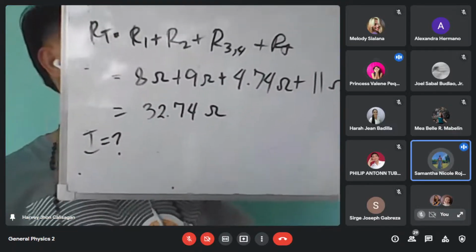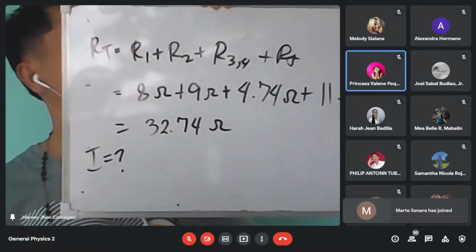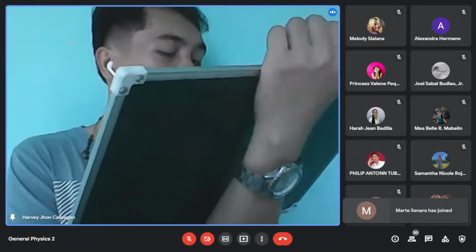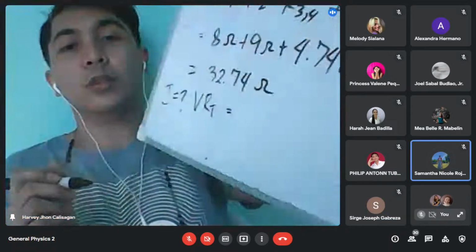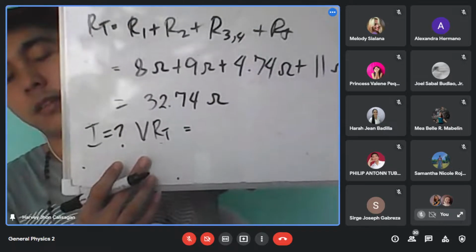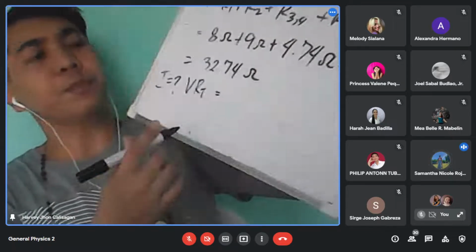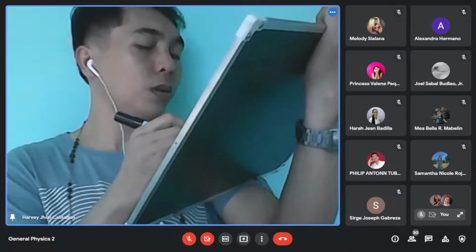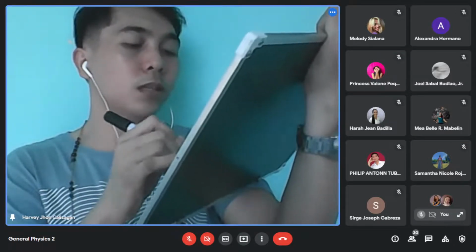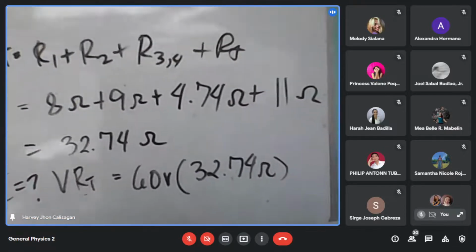I is equal to the voltage over the total resistance. Okay, nice one. So how much is the voltage? E. We have 60 volts, and our new RT is 32.74 ohms. So 60 times 32.74 is how much?